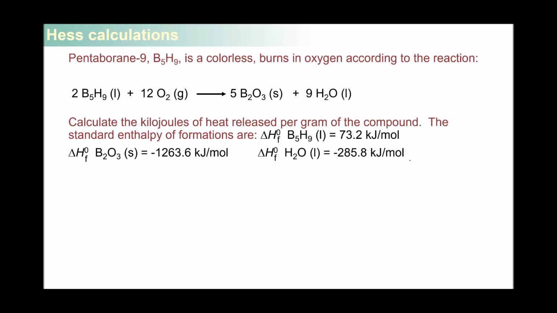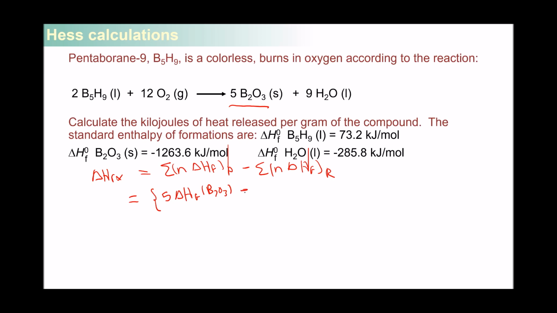So let's do an example right here. For this substance, when you burn it in oxygen, it's going to make boron oxide and water. If you want to calculate the heat released per gram of the compound, using the standard heats of formation of the substances involved in the reaction. As we said, the heat of reaction is going to be simply the sum of number of moles times the heat of formation of all the products minus the sum of number of moles times the heat of formation of all the reactants. So it's going to equal 5 times the heat of formation of boron oxide, plus 9 times the heat of formation of water.